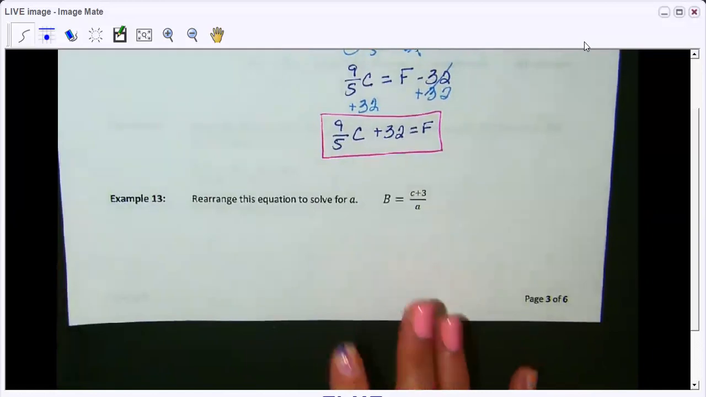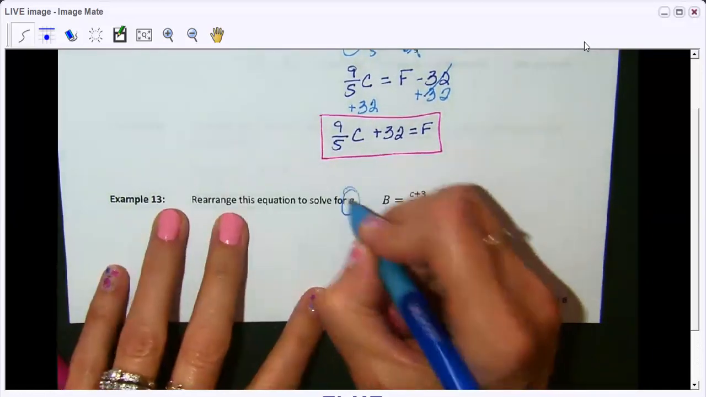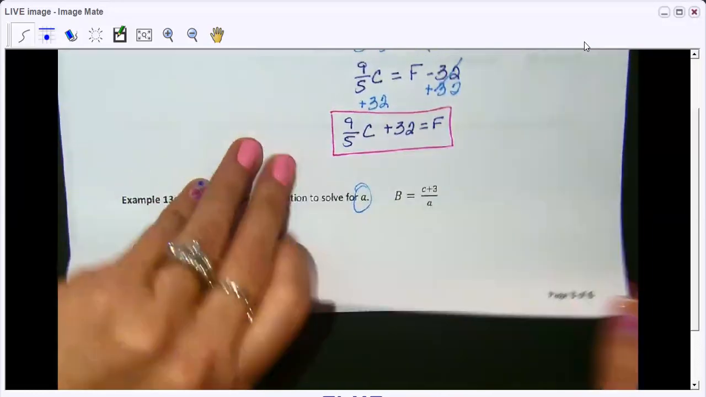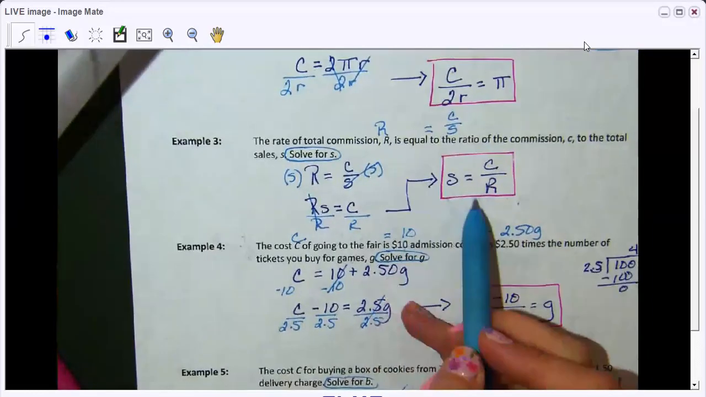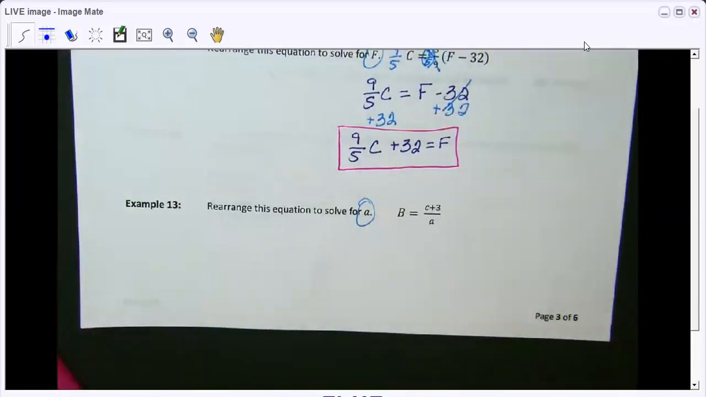On example 13, we are supposed to solve for A. We did one like this on the first page. I want you to try this one on your own. If you need to look at the example that we did on the first page, it was example 3 right here. So I'm going to give you a minute to try that one on your own.